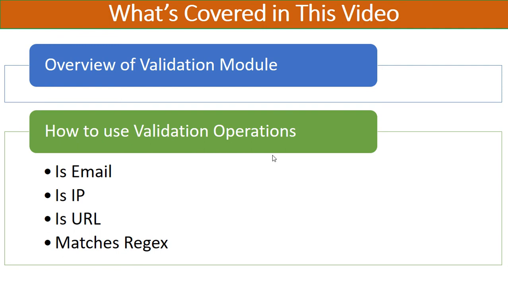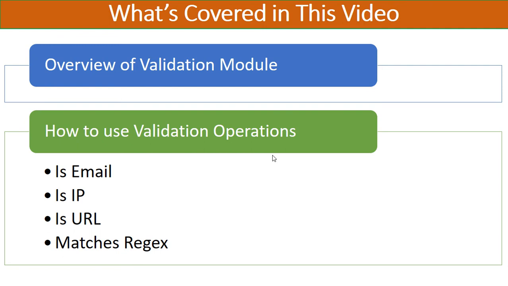Then I will demonstrate how we can use the is IP operation from this validation module to validate IP addresses. And then we will see how we can use the is URL operation, and using this operation how we can validate the URLs for our Mule messages.